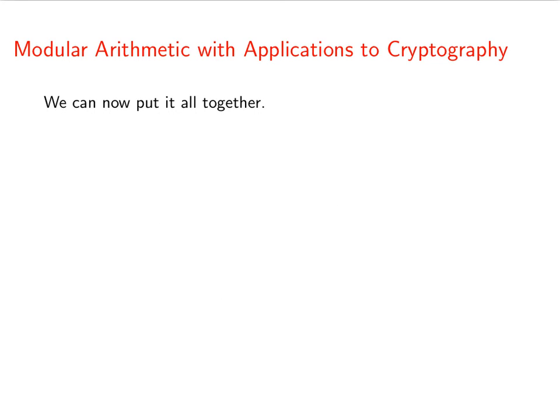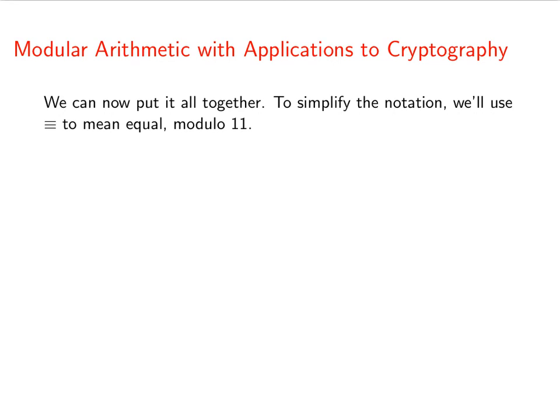Let's put it all together now. Just to simplify our notation, because we're playing a little fast and loose, we'll use our congruence symbol to mean equal modulo 11. So remember our first step, 36 to the 53 can be rewritten as 3 to the 53. Now here's the key step. Because 53 can be written as 32 plus 16 plus 4 plus 1, we break up that exponent and then turn it into a product. And now remember that we previously computed what each one of these is equivalent to modulo 11, so 9 times 3 times 4 times 3.